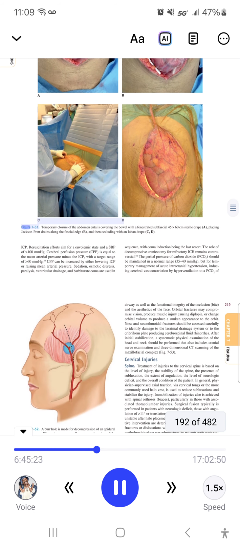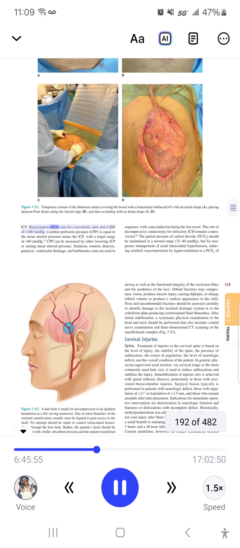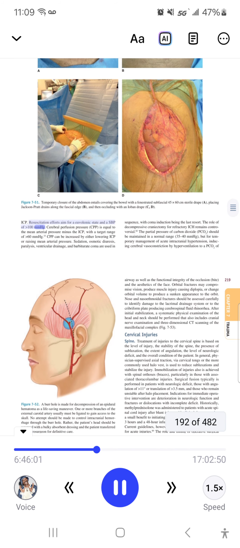Figure 751. Temporary closure of the abdomen entails covering the bowel with a fenestrated subfascial 45 times 60 cm sterile drape, placing Jackson-Pratt drains along the fascial edge, and then occluding with an iodine drape. Resuscitation efforts aim for a euvolemic state and a systolic blood pressure of 100 mmHg.